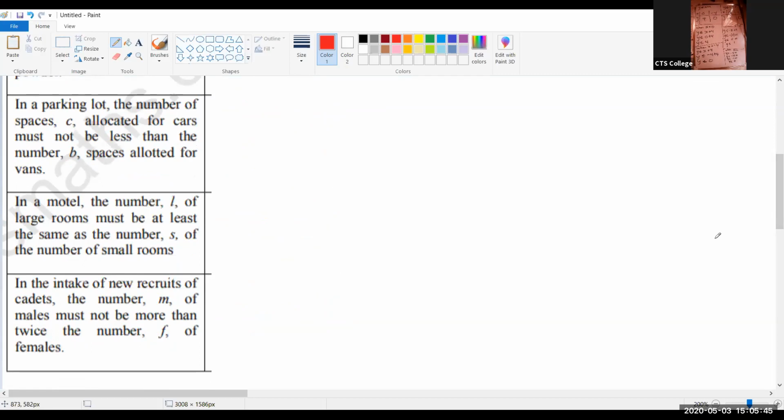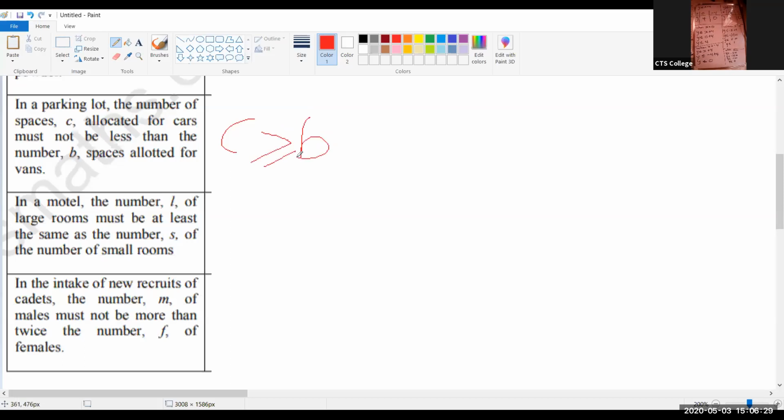In a parking lot, the number of spaces C allocated for cars must not be less than the number B of spaces allotted for vans. How are we doing that? C is less than or equal to B. Where do you get T from? B. Oh, it's B. Let's see. In a parking lot, the number of spaces C allocated for cars must not be less than the number of spaces for vans, so it's cars greater than or equal to B. Yes, yes.